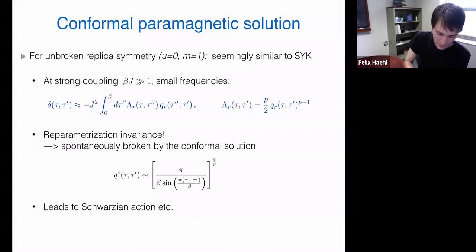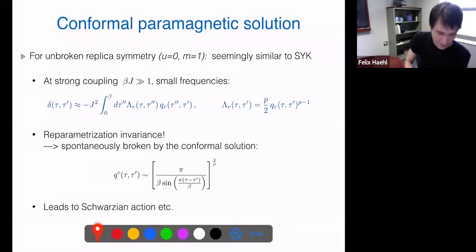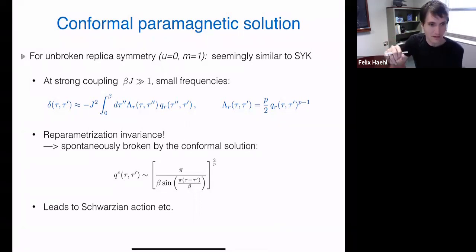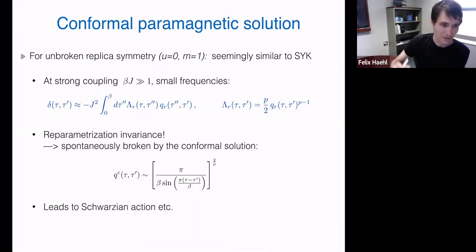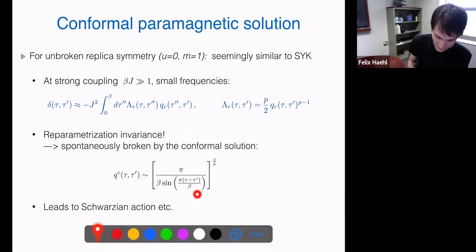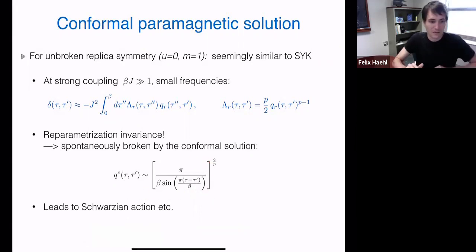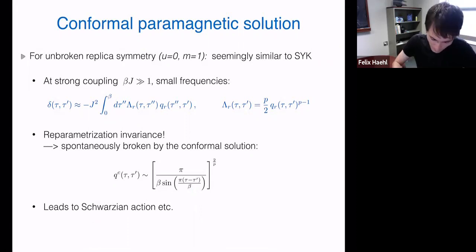Okay, and this equation, this strong coupling equation, you can check has a reparametrization invariance, so sending tau to some arbitrary function of tau, which is spontaneously broken by the saddle point. So this conformal scaling solution breaks that symmetry, and then you get a Schwarzian action and so on, the same as what I sketched in the beginning.